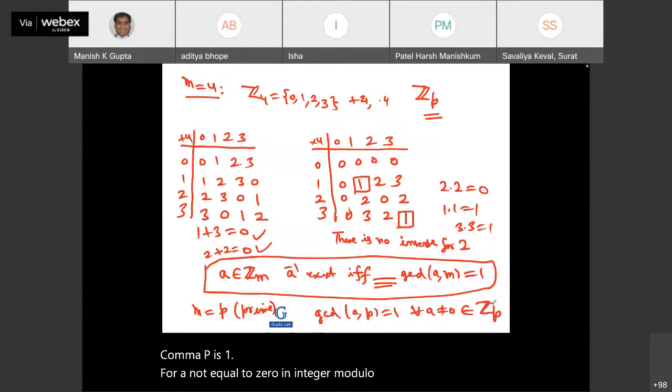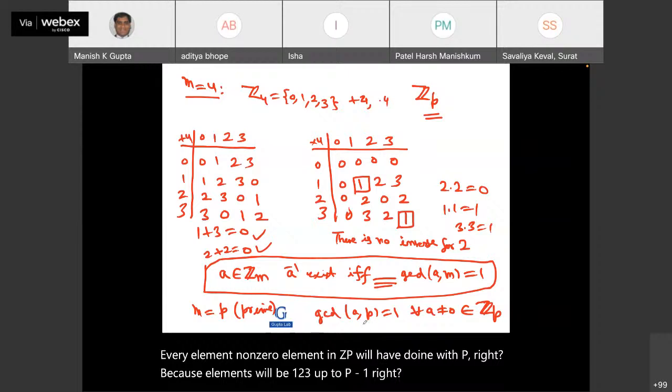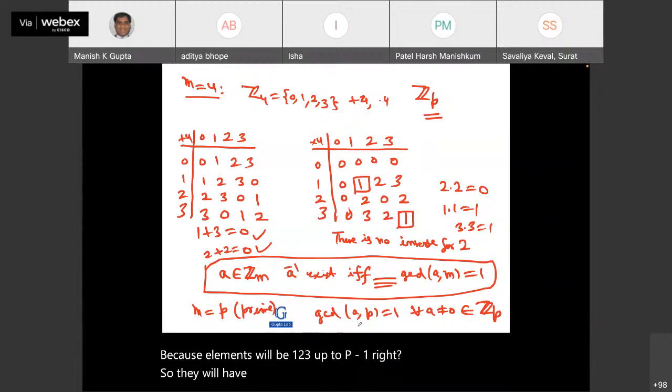Do you agree? Every non-zero element in ZP will have GCD 1 with P, right? Because the elements will be 1, 2, 3 up to P minus 1, so they will have GCD 1 with P. That means every element will have an inverse. This is an important result.